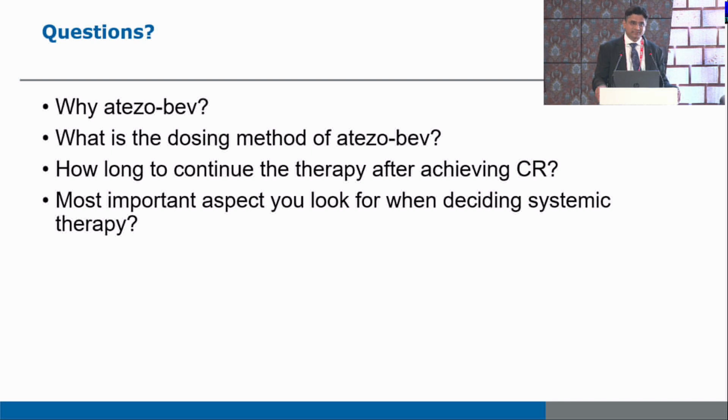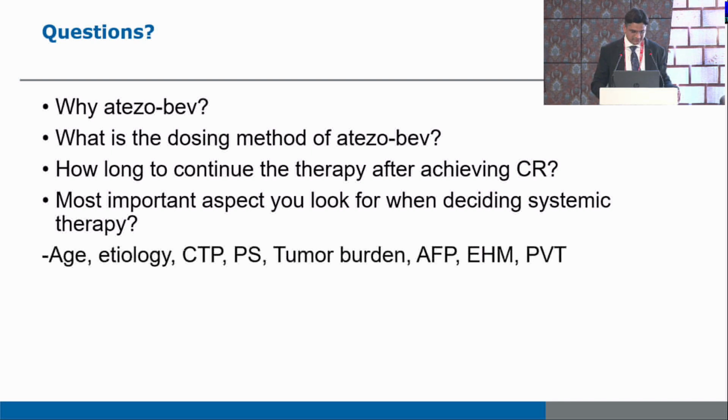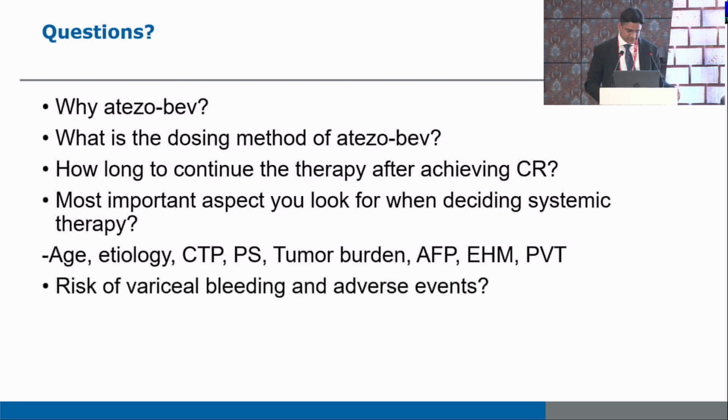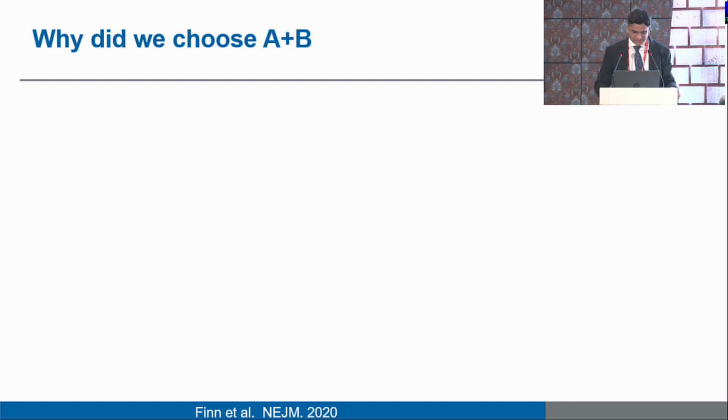Most important aspects we look at when we decide on a systemic therapy: age, etiology, Child-Pugh score, performance status, burden of the disease, alpha-fetoprotein, extrahepatic mets, or portal vein thrombosis. Everything counts, definitely. The risk of variceal bleeding is the most feared adverse event for any patient who receives bevacizumab. Although bevacizumab has been in the market since 2004, it has been approved for HCC only for the past 1 or 2 years, so we are only worried about variceal bleed and the adverse events related to it. When to transplant after immune checkpoint inhibitors? These are several questions which come to our mind when we discuss real-world evidence of atezolizumab.